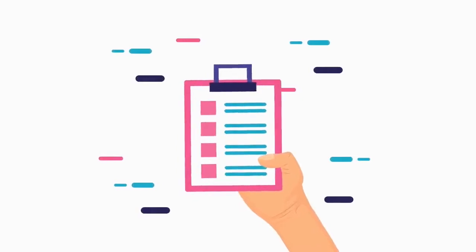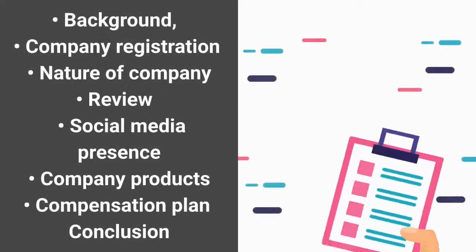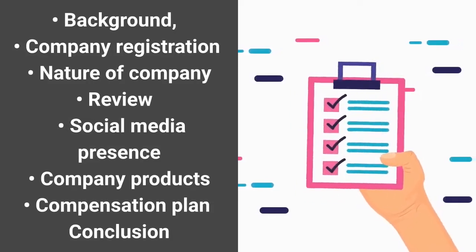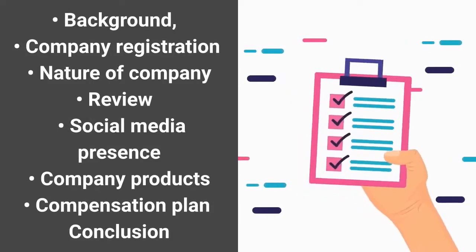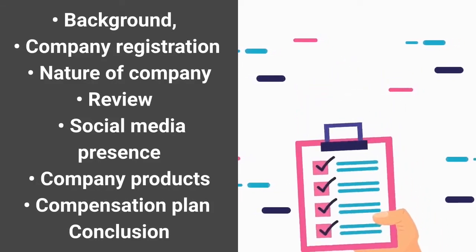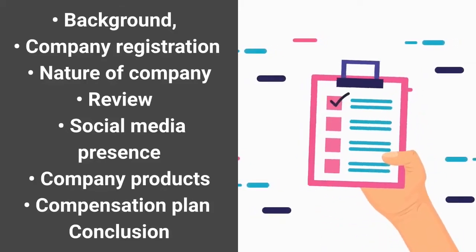The metrics which we would be using to review the TronWin website include its background, longevity and sustainability, company registration according to whois.com, nature of company, review with scamdog.com and scamadvisor.com, social media presence, company products, compensation plan and conclusion.